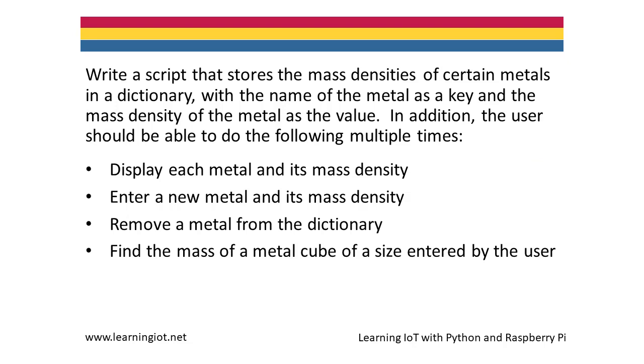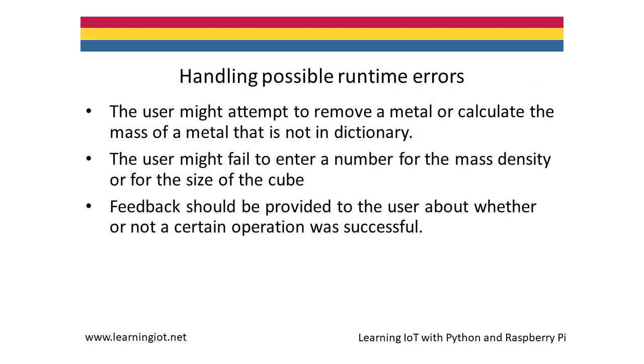We'll next write a script that stores the mass densities of certain metals in a dictionary, with the name of the metal as a key and the density of the metal as the value. The user should be able to do the following multiple times: display each metal and its mass density, enter a new metal and mass density, remove a metal from the dictionary, and find the mass of a metal cube of a size entered by the user.